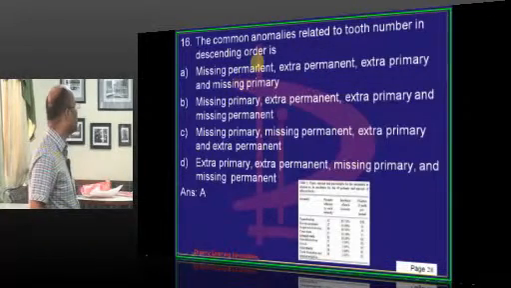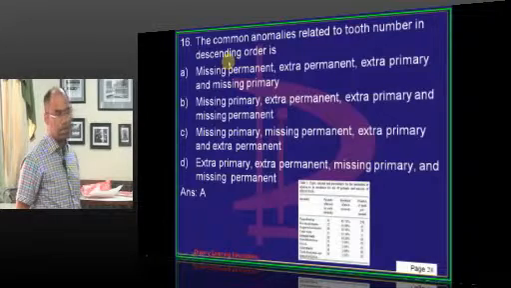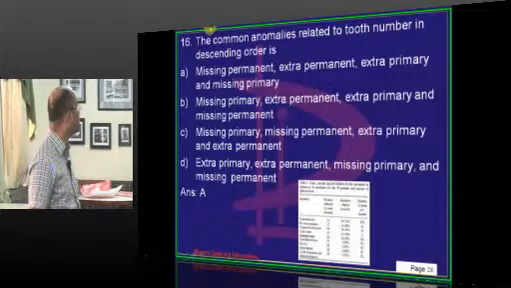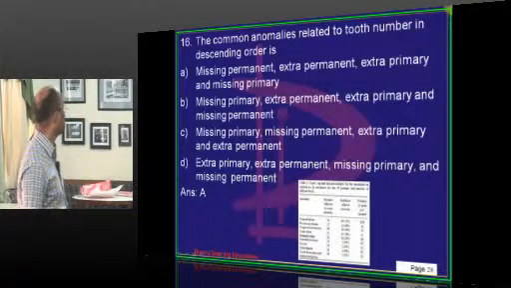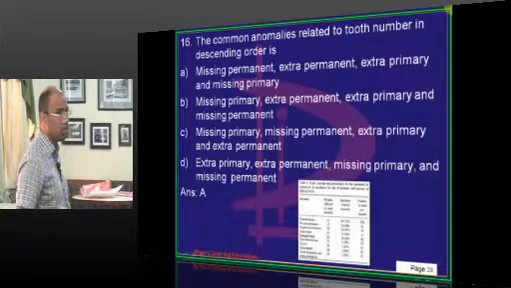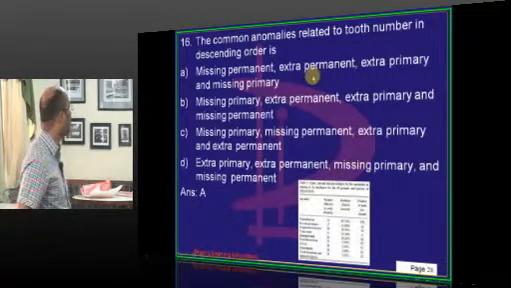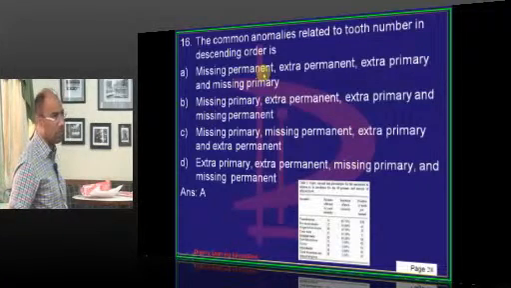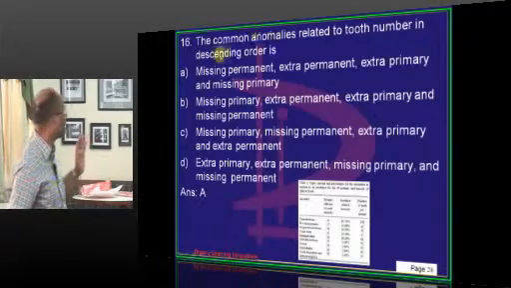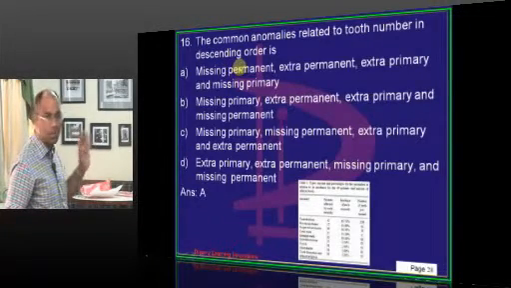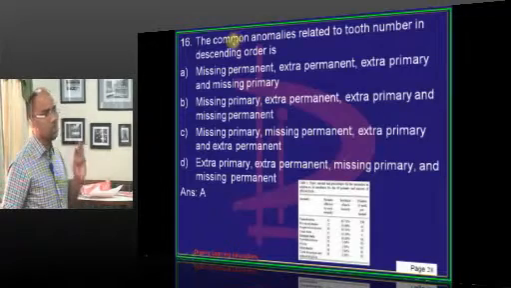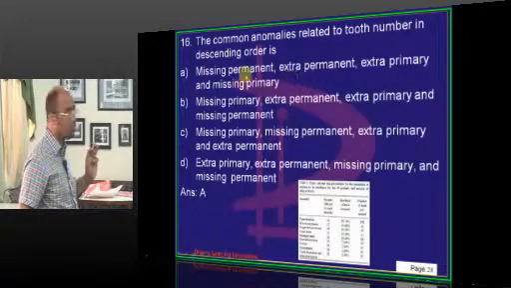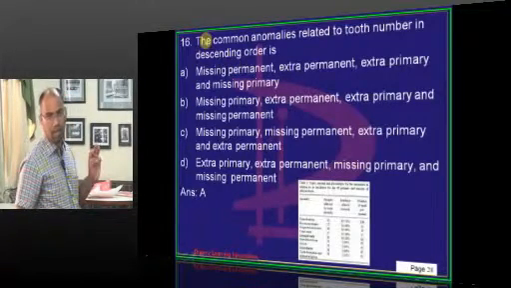The common anomalies related to the tooth number. Any anomalies in relation to the tooth number, how many anomalies are there, in descending order? One is your missing permanent teeth, like your third molars, and then extra permanent teeth, extra primary and missing primary. Which is the most common? The most common is missing permanent teeth. Among missing permanent teeth, the most common is your third molars, isn't it? So missing permanent teeth is the most common thing you see among anomalies of tooth number.